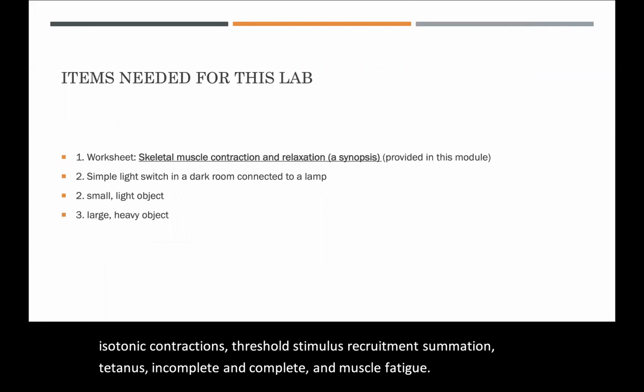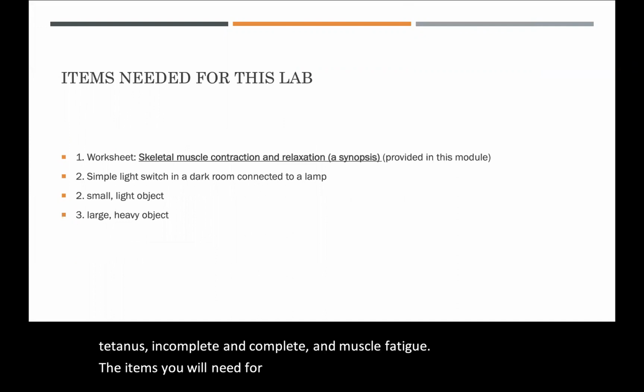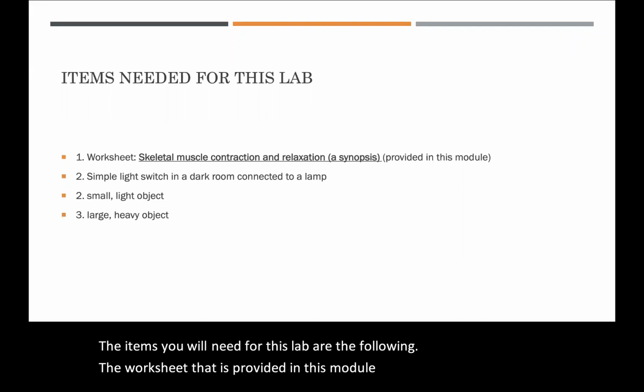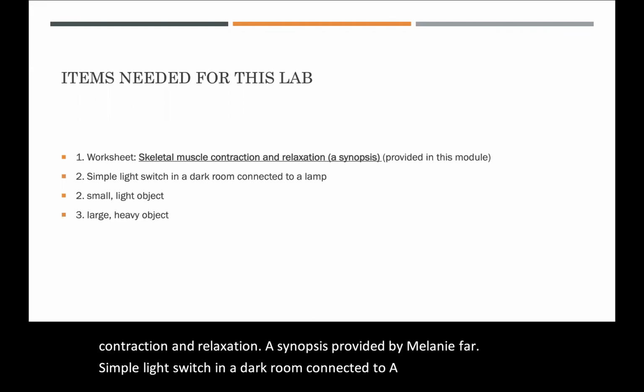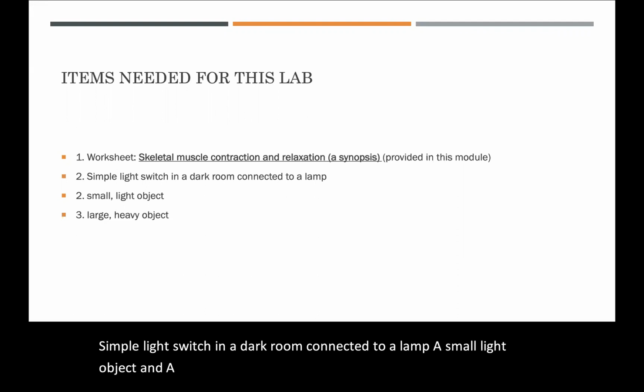The items you will need for this lab are the following: the worksheet that is provided in this module, titled Skeletal Muscle Contraction and Relaxation, a Synopsis, provided by Melanie Farr. A simple light switch in a dark room connected to a lamp, a small light object, and a large heavy object.